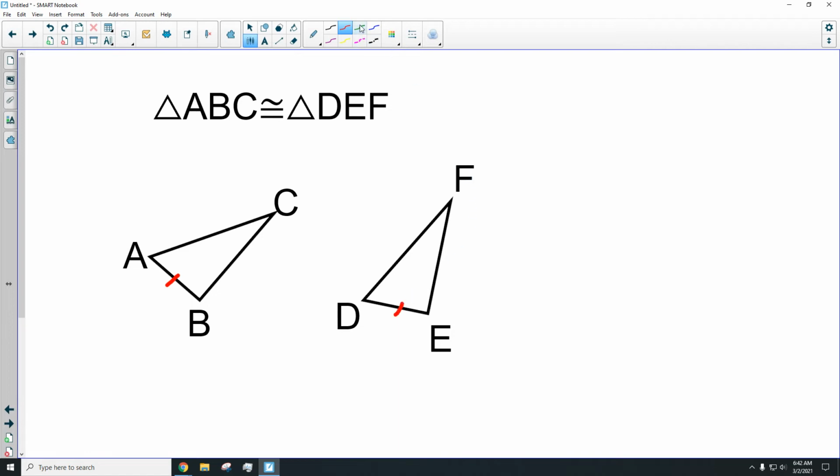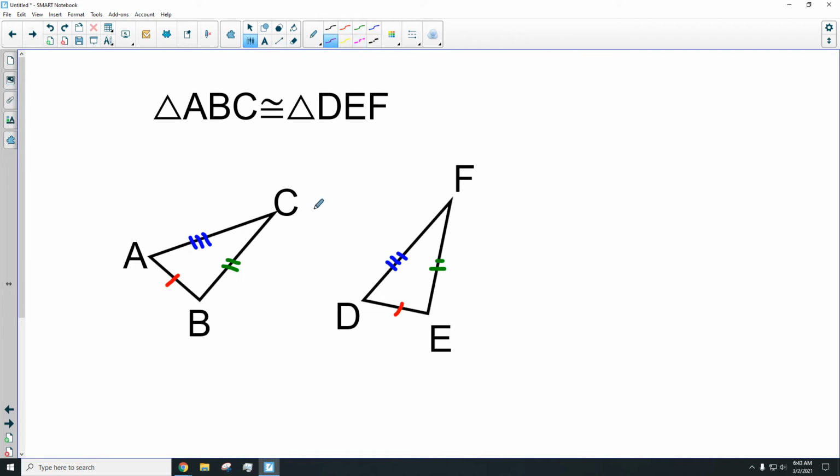Okay. Next two letters, BC, they'll get 2 marks. Over here we have EF, 2 marks. And then the third side, we'll just put 3 marks on. There's not really much reason to check that one because it's the only one left. And just like that, we have marked our sides as congruent.